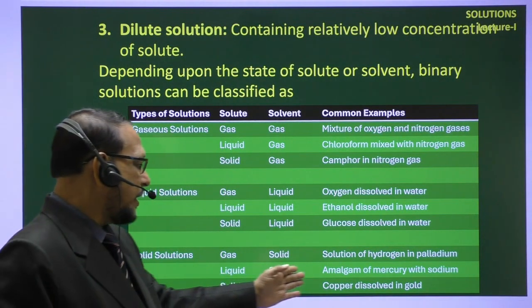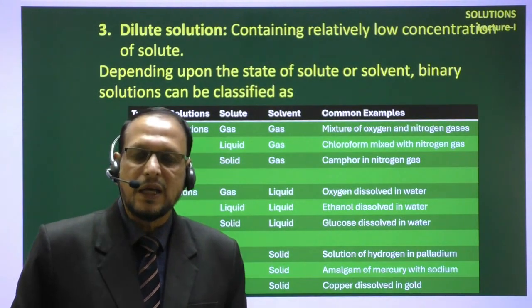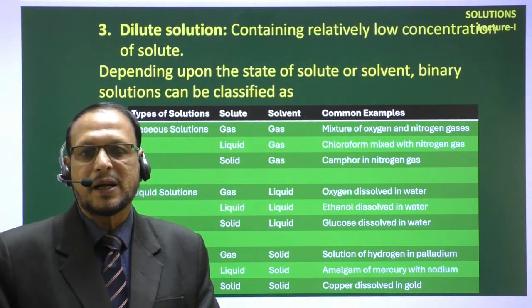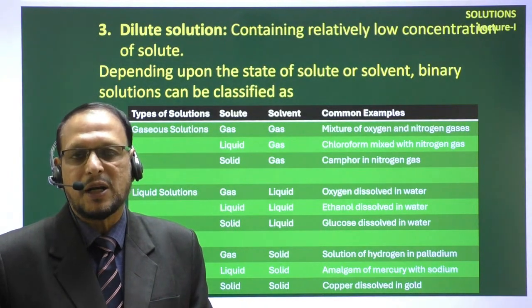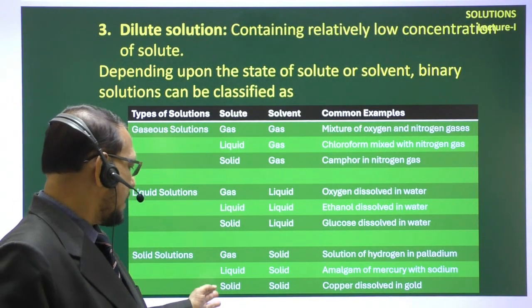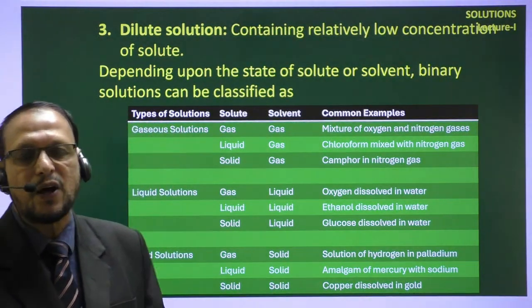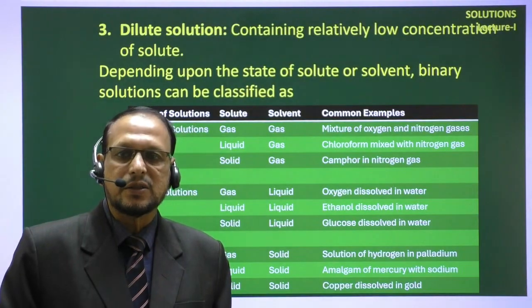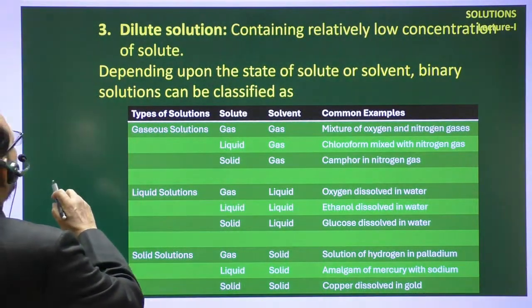Liquid in solid: amalgam, mercury with sodium, very active metals. Sodium is kept in mercury so that its activity decreases, and the sodium amalgam reacts with HCl. Solid mixture: copper dissolved in gold, or any alloy. These are solid mixtures, a very important part. This is the common example.